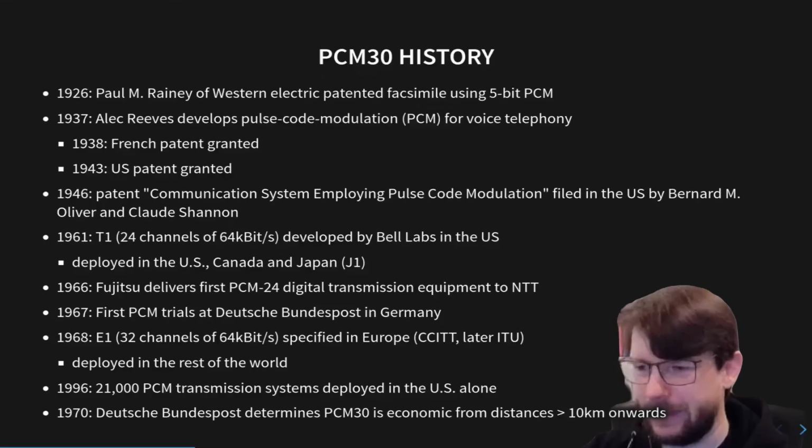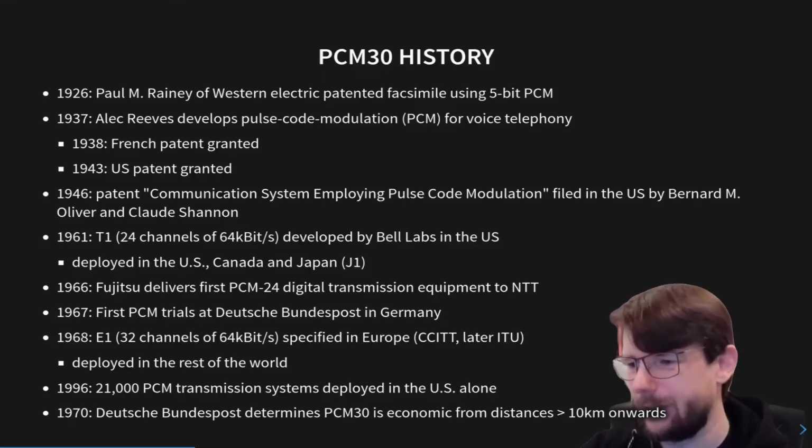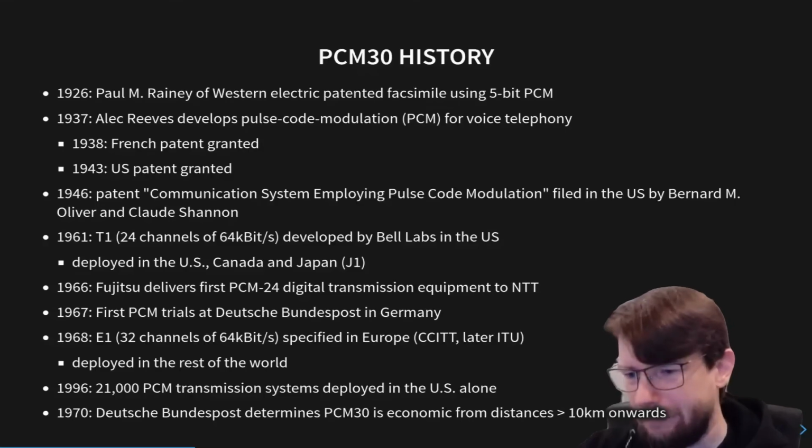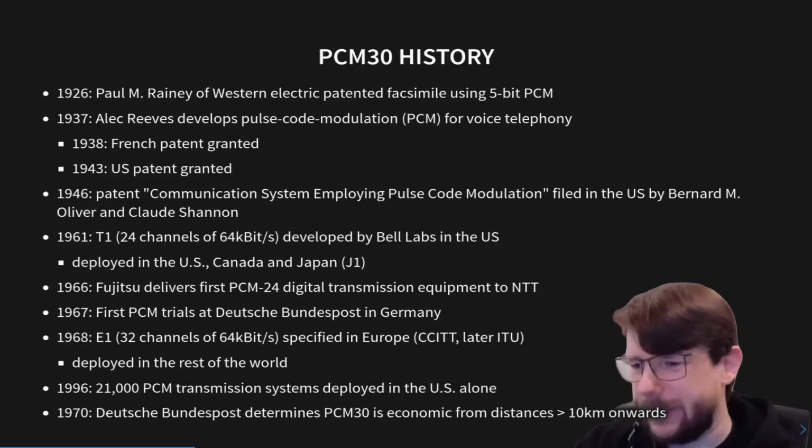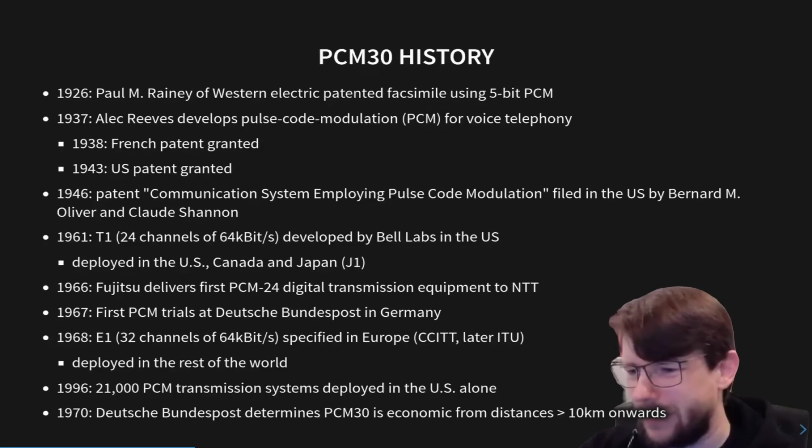It was a facsimile system, so not for voice, so slightly different, but it's the first PCM reference that I could find. And then we have various other people involved. Alec Reeves developed pulse code modulation for voice telephony. There are a couple of patents in 1938, 1943. In 1946, there's a patent, communication system employing pulse code modulation, from Bernard M. Oliver and Claude Shannon, famously.